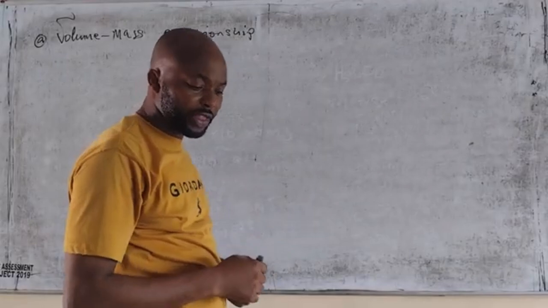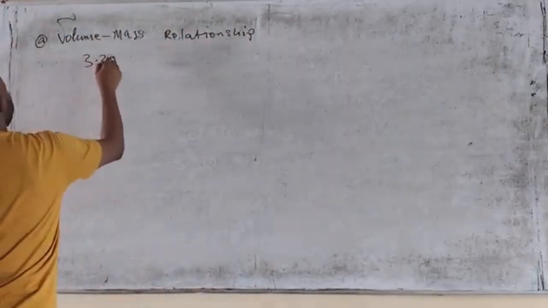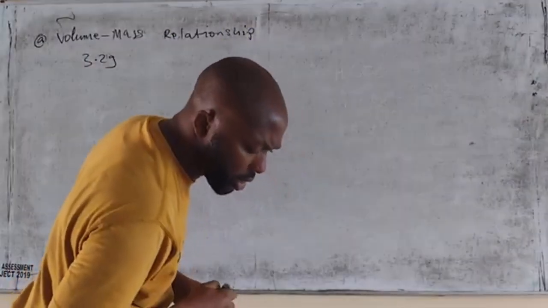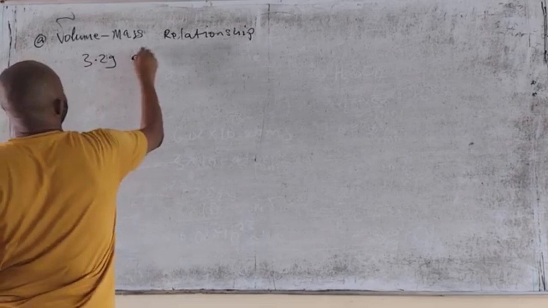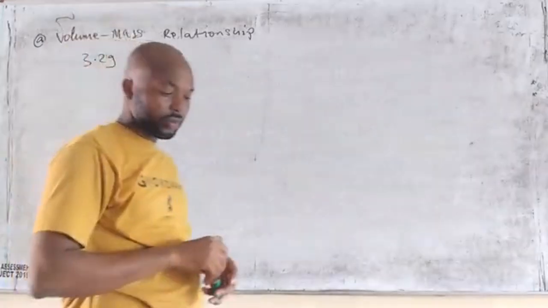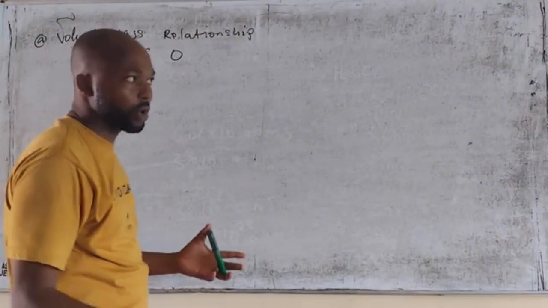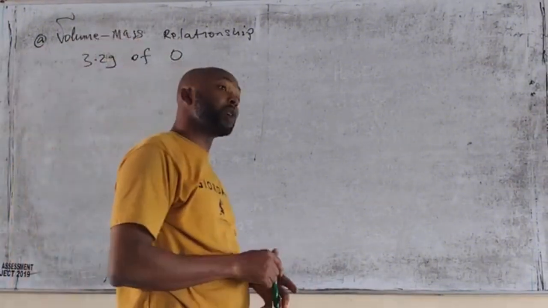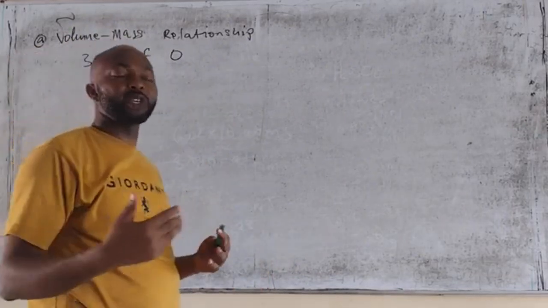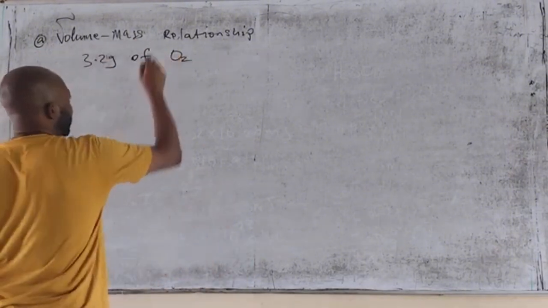Calculate the volume of 3.2 grams of oxygen. Now, they didn't tell us whether it is oxygen atom or oxygen molecule, but when we refer to oxygen, we always mean oxygen gas, and oxygen gas is always O2.